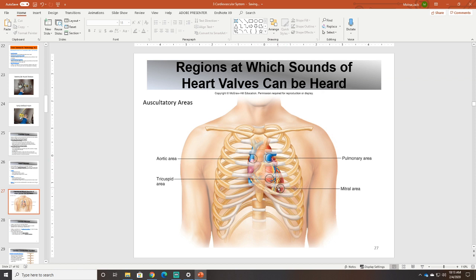All right. So down here below the fourth rib, we've got the tricuspid area. It's over here on the left side near the sternum. And that's where you're going to hear the tricuspid valve. Okay. And further left, down here toward the apex of the heart, below the fifth rib, we have the mitral area, where again you'll be listening to the mitral valve.